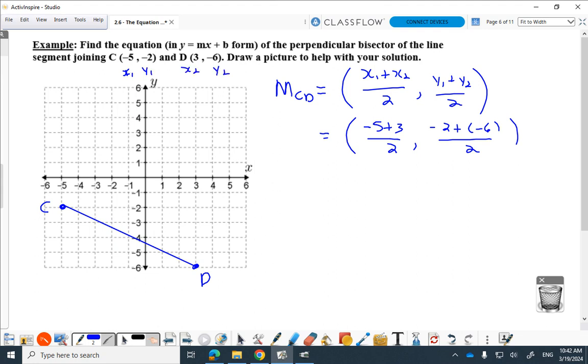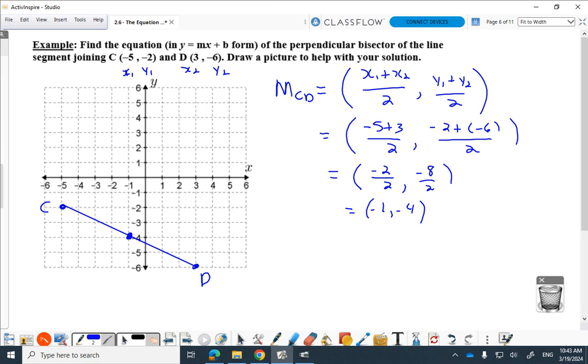But hopefully you don't find this too difficult. -2 over 2, -8 over 2, and I get -1, -4. And the nice thing about having a graph is, when you put on -1, -4, hopefully you look at it and go, yeah, looks right.